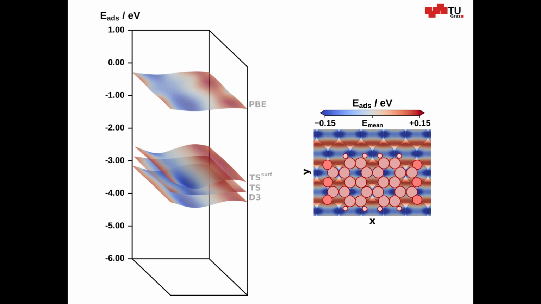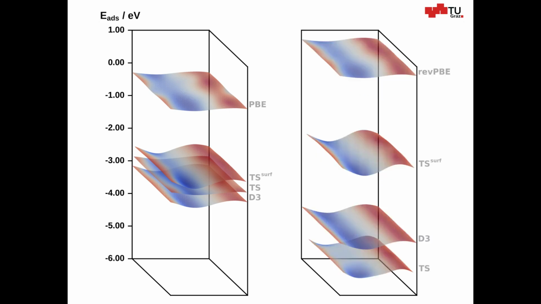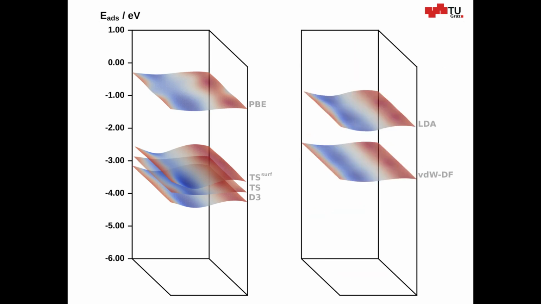Now, the first thing I would like to point your attention to is the qualitative agreement between these potential energy surfaces. So the blue parts and the red parts, so the energetically favorable and unfavorable bits, lie at about the same positions. And the same remains true if we compare PBE with PW91, with RevPBE, and also with LDA and van-der-Waals df. But you have no doubt noticed that besides this relatively rough qualitative agreement, there is quite a significant disagreement when it comes to the adsorption energy, and somewhat less noticeable, there is also a disagreement when it comes to the corrugation.